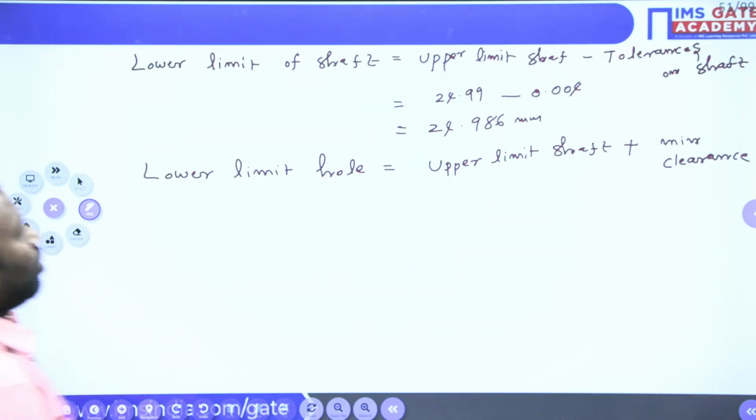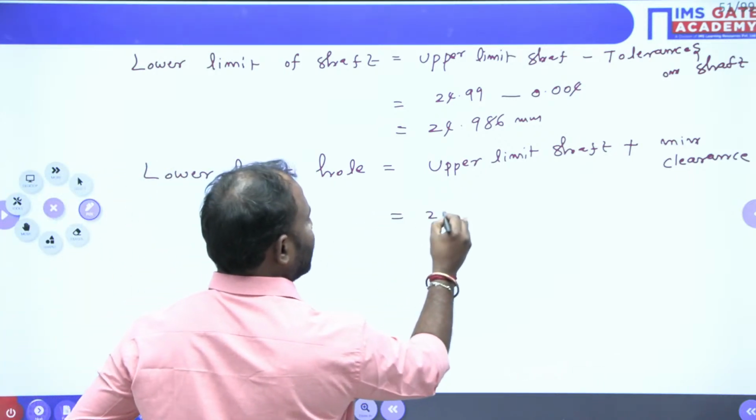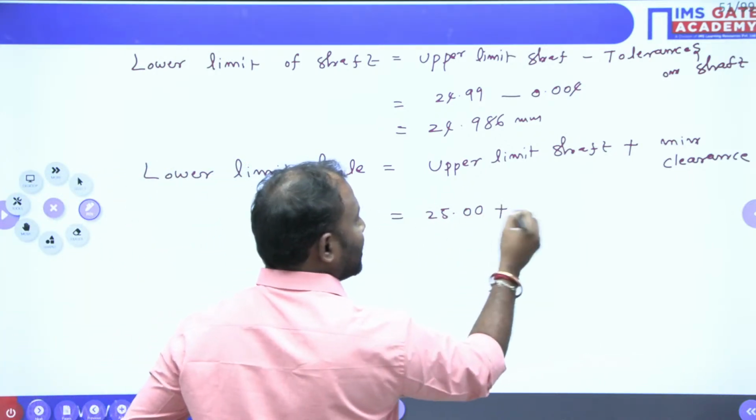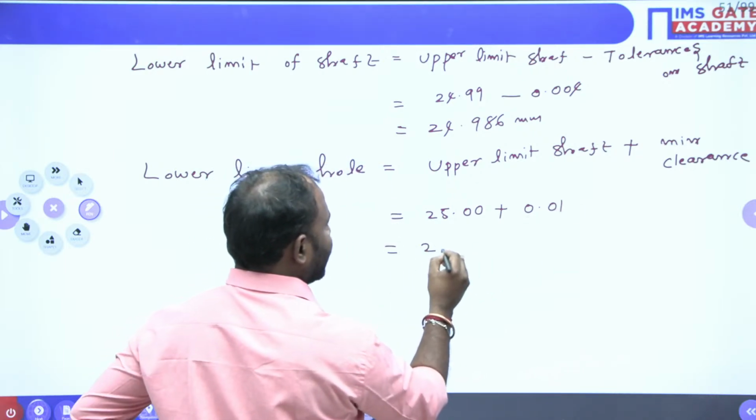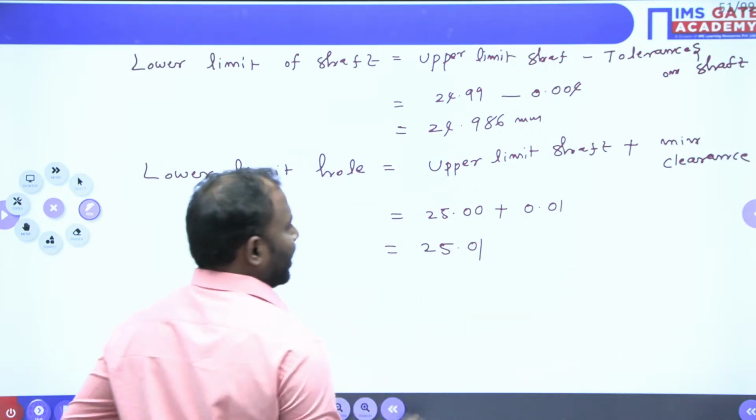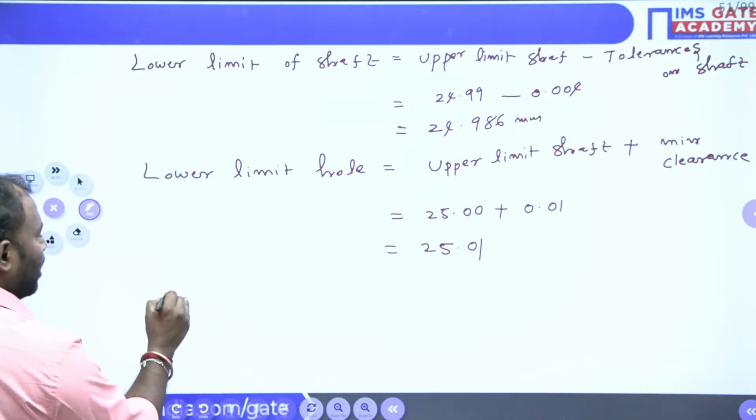Now the upper limit of the shaft is equal to 25.00 plus minimum clearance 0.010. That is what you are going to get. It is 25.01 mm. Next is the upper limit of the hole.